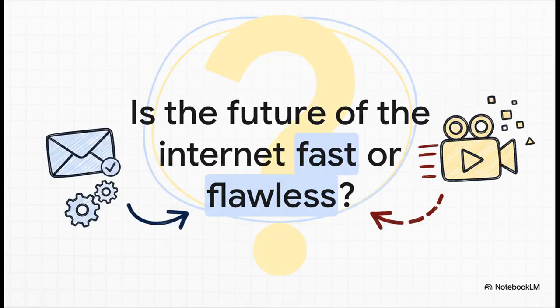And that leaves us with a pretty fascinating question to think about. As our world demands more and more instant, real-time content, from live streaming to the metaverse and virtual reality, which of these two philosophies is going to win out? Are we building a future internet that prioritizes speed over everything else? Or will we figure out new ways to get both speed and perfection? Is the future of our digital lives going to be fast, or is it going to be flawless?